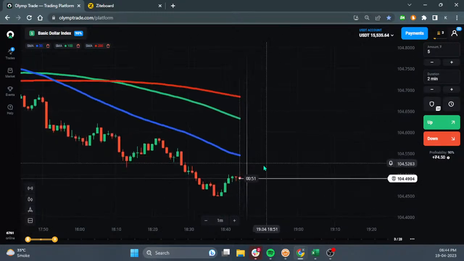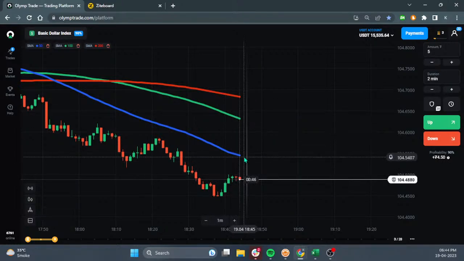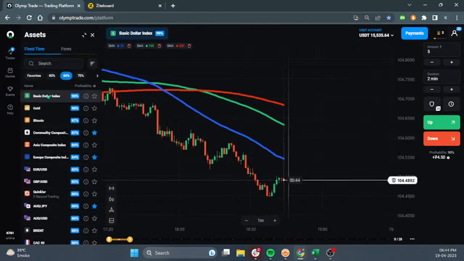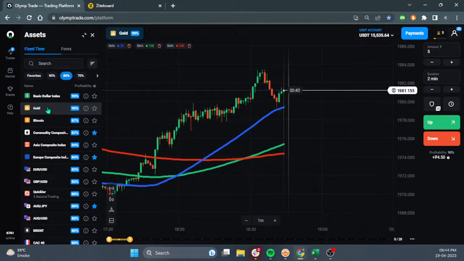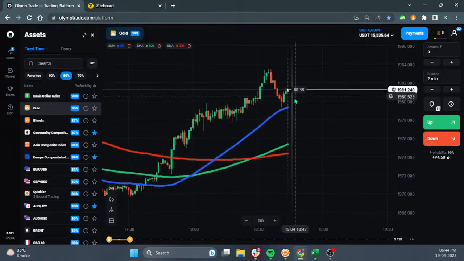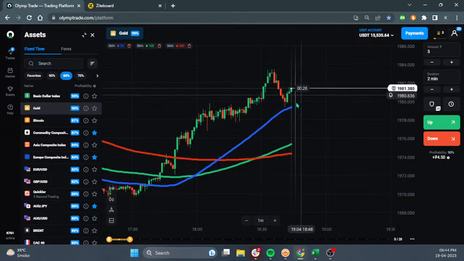So as of now, as I can see, this asset movement is not touching any of the SMAs, so I will not make any trade at the moment. Let me see some other assets. If you see over here, a slight touch might have happened with gold at SMA 50 and we saw a reversal. So it could have been a great chance for us to take a trade over here. But of course, right now we can't take a trade, so we'll have to wait for some other assets.